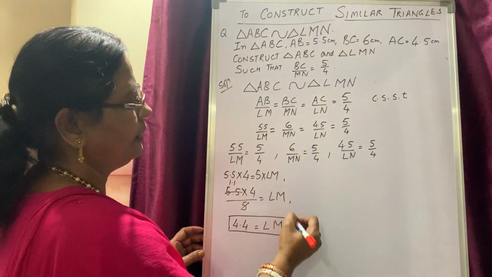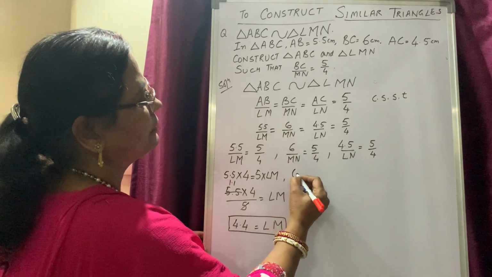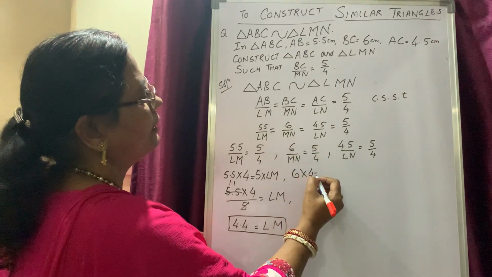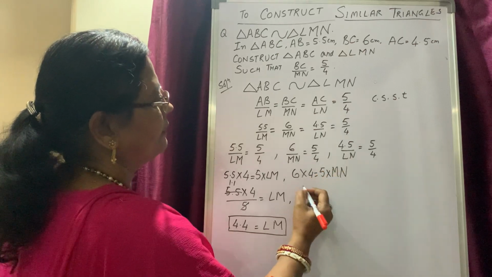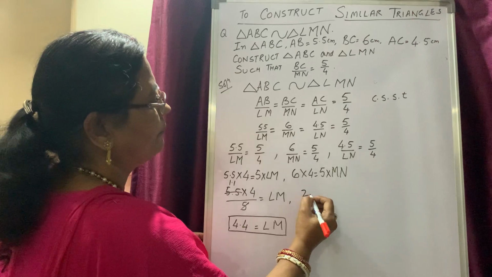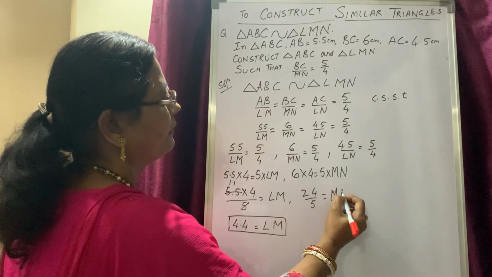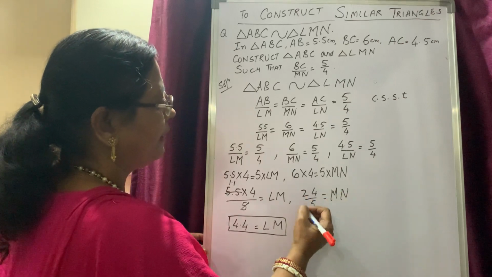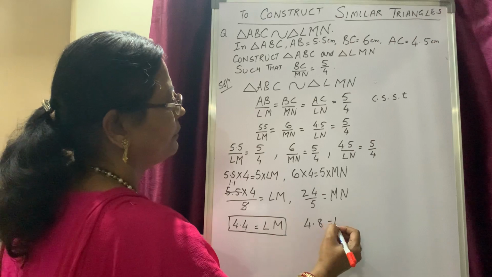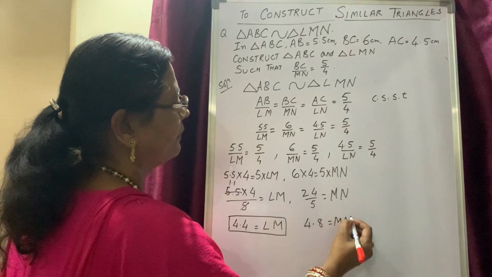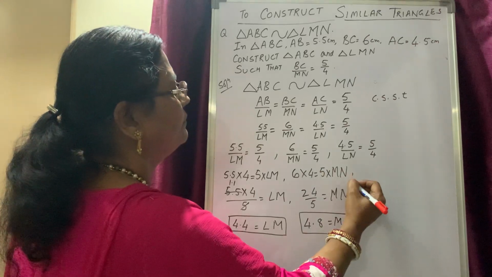Similarly, we will calculate the other sides. Again, we will cross multiply here. So 6 into 4 is equal to 5 into MN. 6 4s are 24. Divided by 5 is equal to MN. Therefore, dividing we will get 4.8 equal to MN. So we get the second side of the triangle LMN.